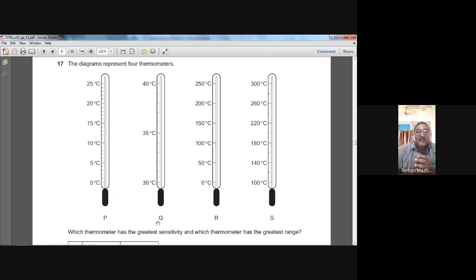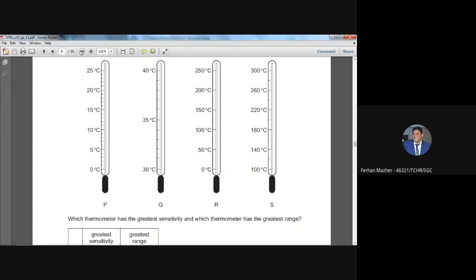The rest of the things we are assuming are same. Because it has the least range, just 10 centimeter, we believe it has the most sensitivity. The distance between each degree is larger here. So Q is the most sensitive. And the largest range is R because you see, it's going from 0 to 250. So the range is 250. So R has the largest range.